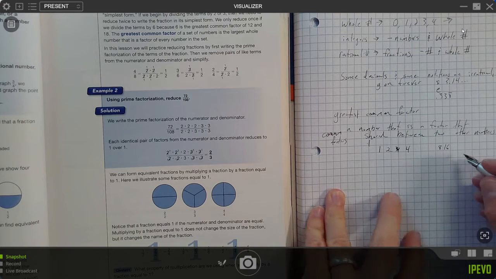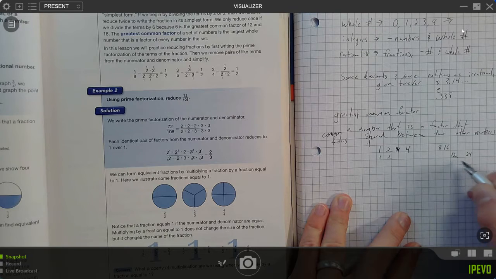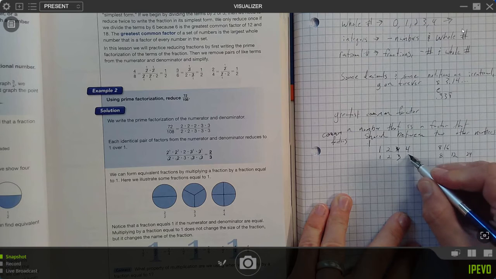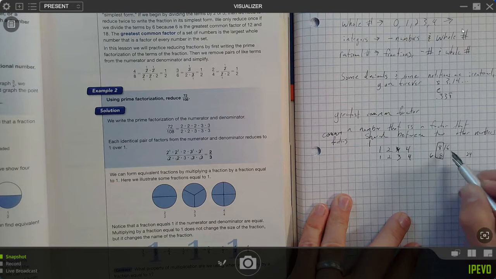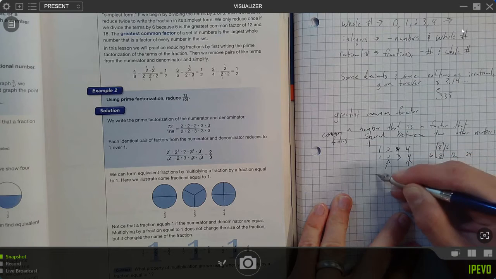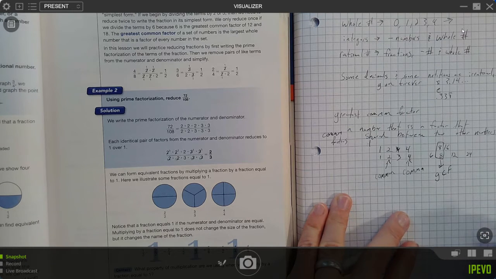Now for 24, we have 1 and 24, we have 2 and 12, we have 3 and 8, we have 4 and 6. The greatest common factor is right here. Okay, it's the biggest number that goes into both 16 and 24. 4 and 2, so these are common factors. And then this is the greatest common factor.